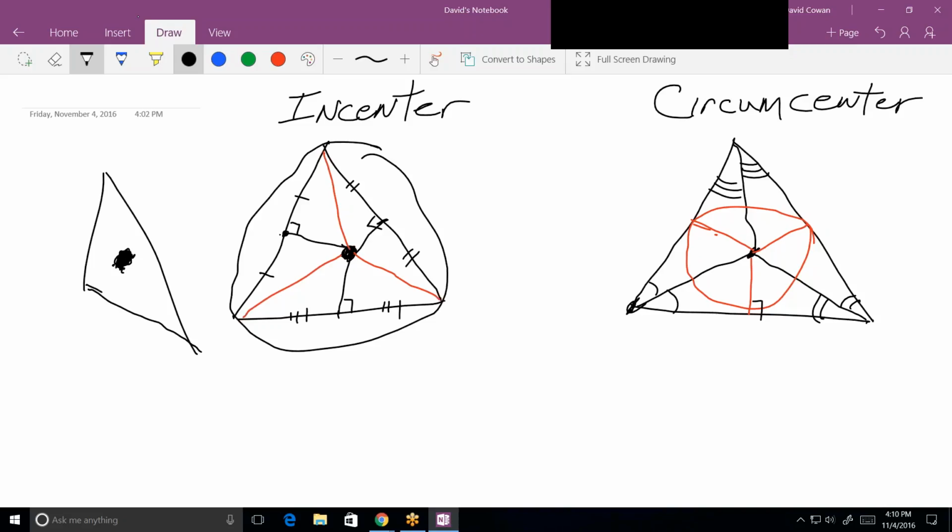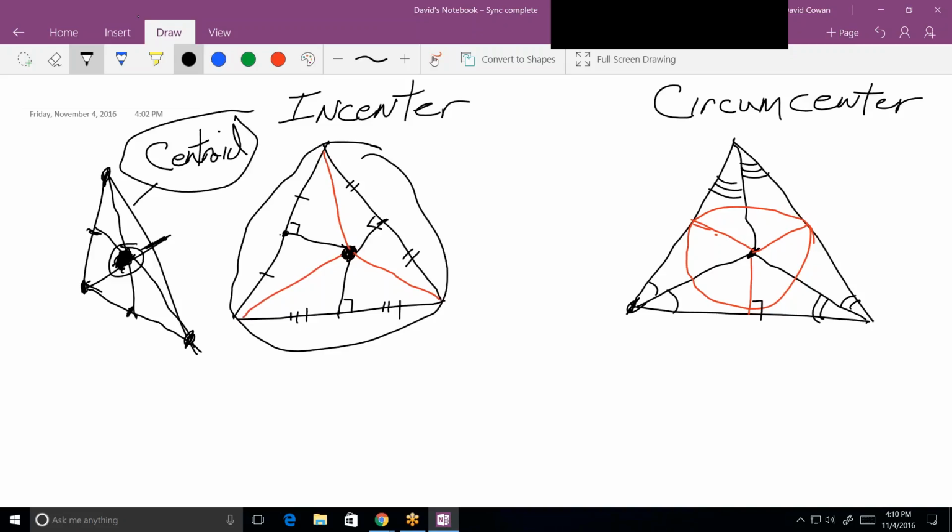You do medians. You start from the vertex and you go to the center of the other side. So I start from the vertex and I go to the center of the other side. Start from that vertex, go to the center of that side. Those all intersect at the same point, and that's your centroid. That's probably the most important one. Certainly from a physics point of view, that's the most important one.